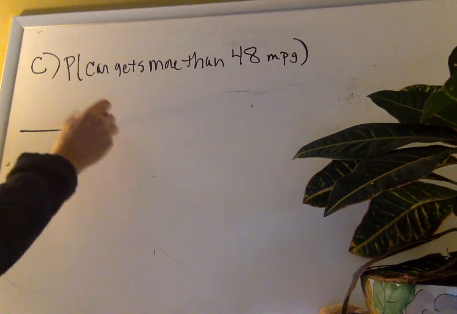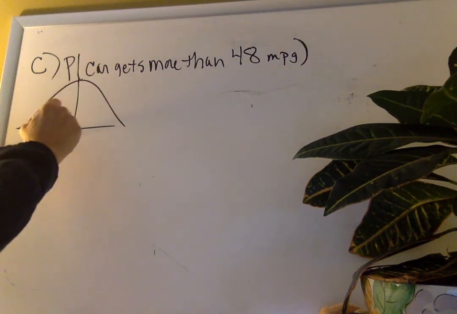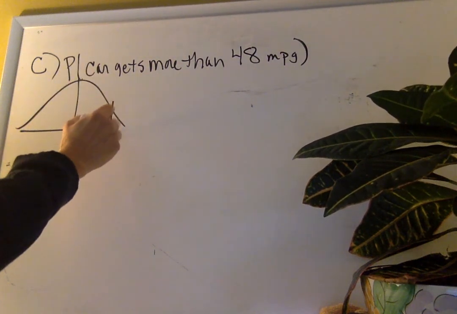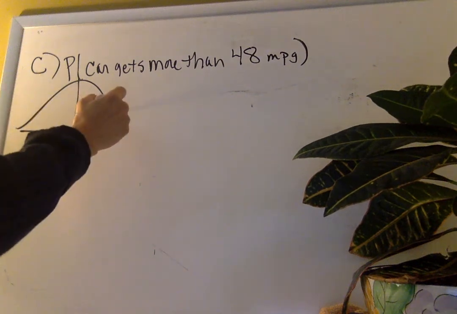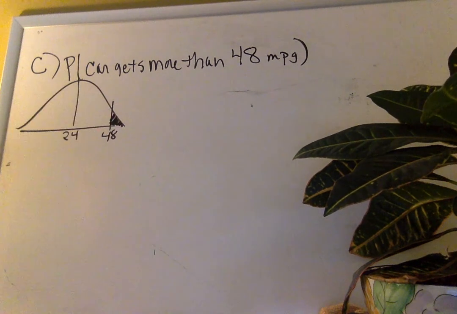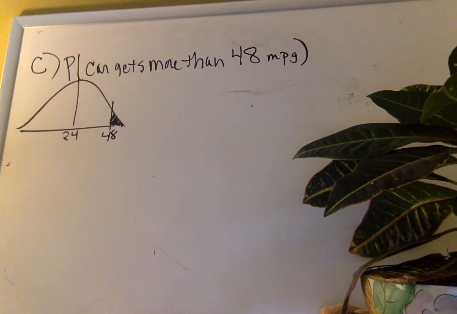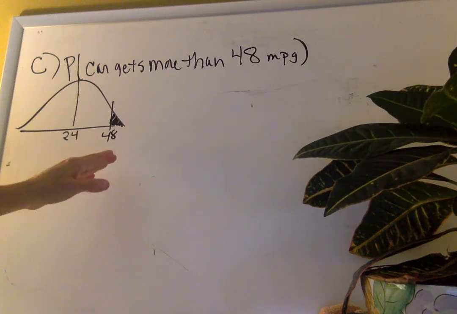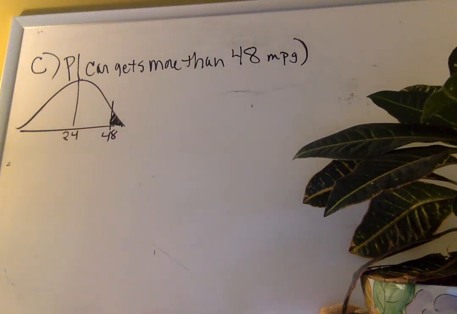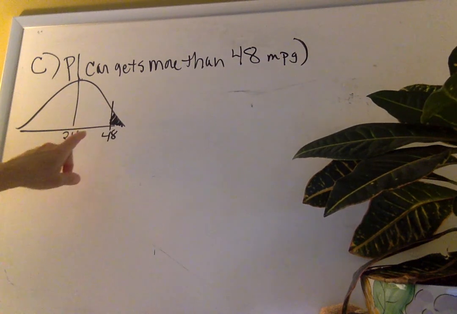So let's get a quick picture. 24 is in the middle. I don't know where 48 is. It's up there somewhere, right? And it wants more than. All right, there's my quick picture. This picture tells me I better have a positive z-score in just a minute. The picture also tells me I should have a very small final answer, right? Definitely less than 50%, but probably a whole lot smaller than that.